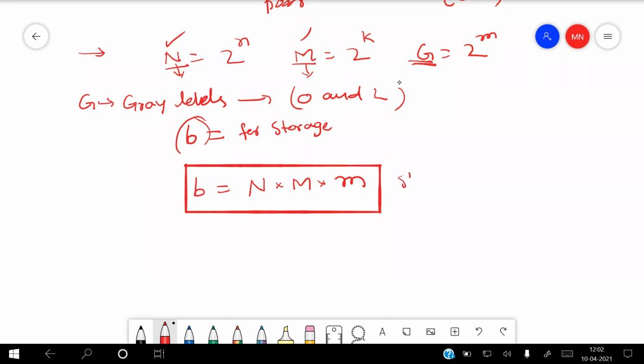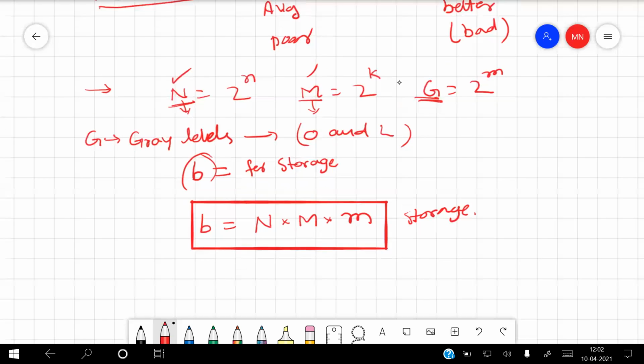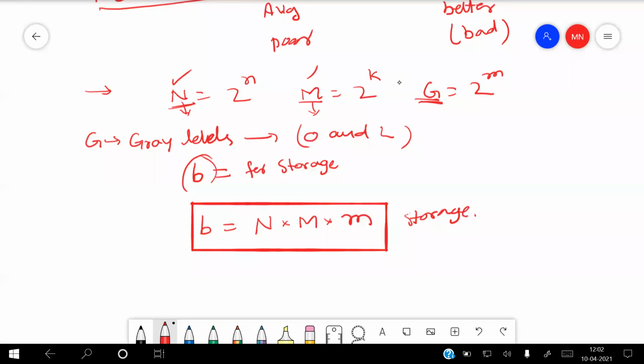This is called storage. But sir, what is small n, small k and small m? N is nothing but 2 power n values. M is called 2 power k values. And G is nothing but 2 power m.